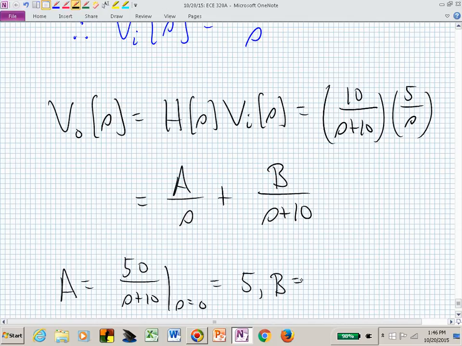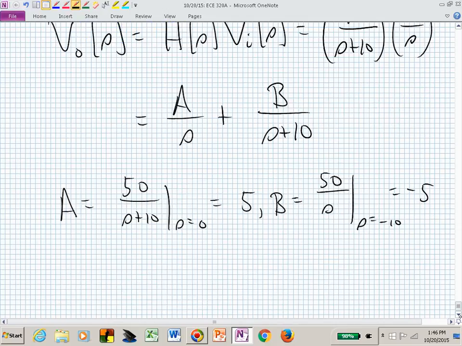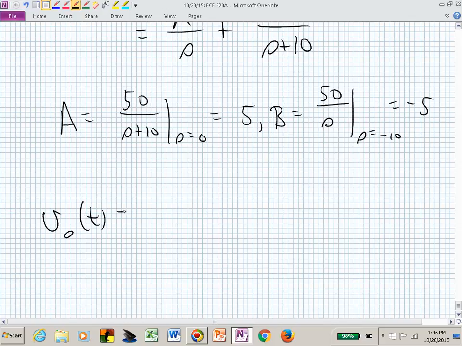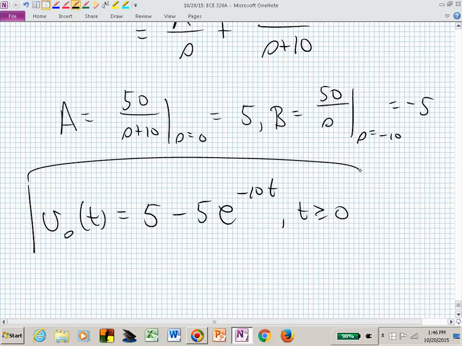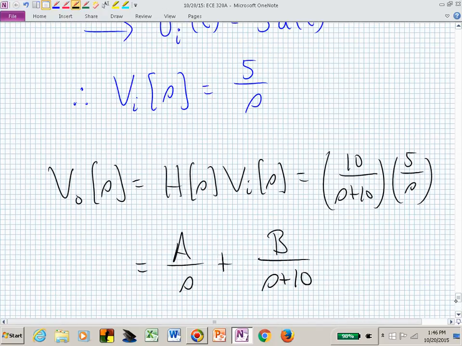What's B? B is 50 over S evaluated at S equal to minus 10, minus 5. So that now we know exactly what V sub 0 of t is. It's 5 minus 5 e to the minus 10t, t greater than or equal to 0. And that was for a constant input. What's your final value? 5. You could do that from this time domain waveform, or you could do it from capital V sub 0 of S.